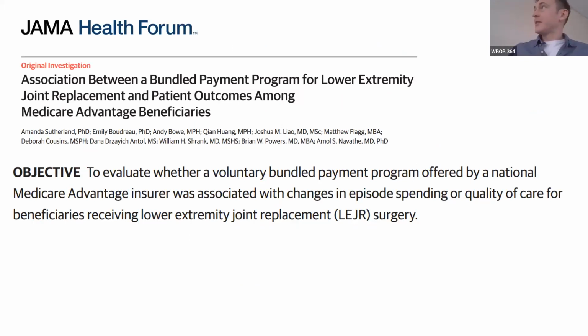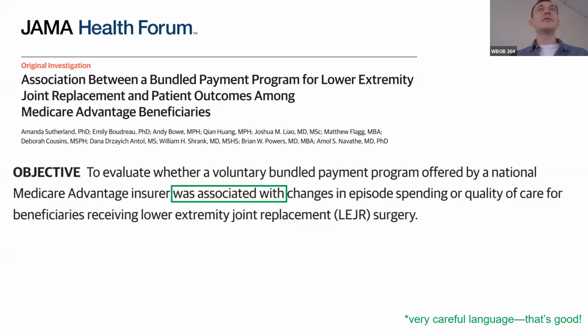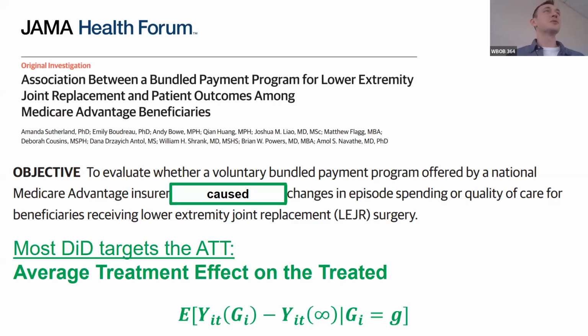So let's go back. We've got that in mind. Let's go back to this paper. What do they say is their objective? They want to evaluate whether a voluntary bundle payment program was associated with changes. I'm going to highlight this and say they were very, very careful in the paper to say "associated" everywhere. That's very good. But this is to talk about causal inference, so I'm just going to replace it with the word "caused."